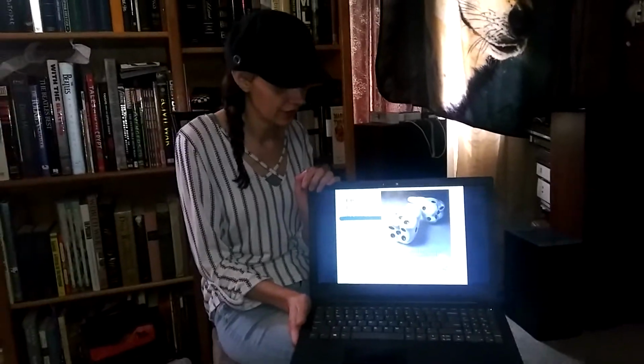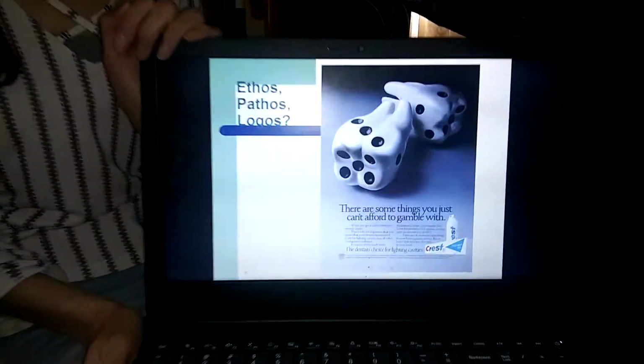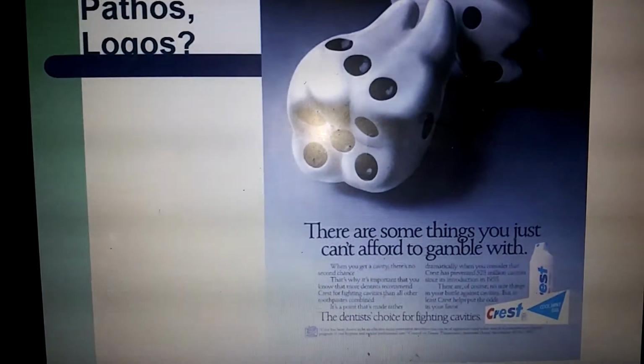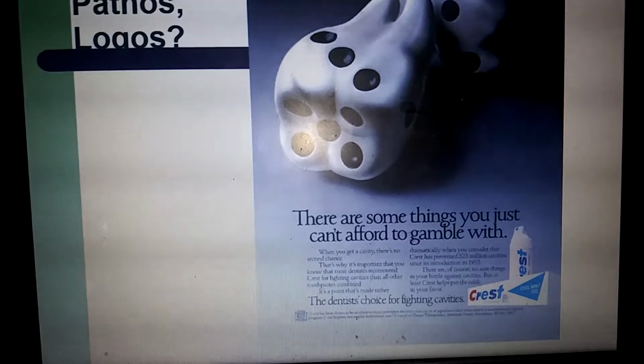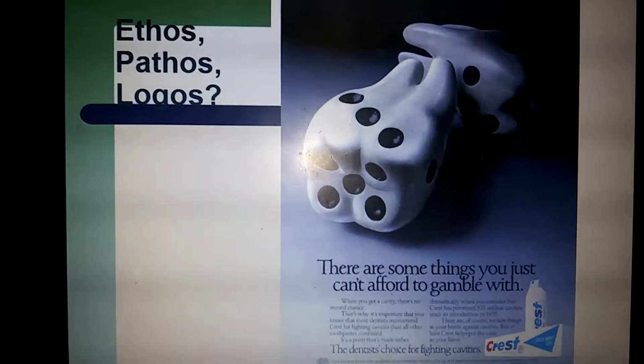Zoom in to the picture again, just so they get a good idea. So again, teeth, what do they look like? What is it trying to convey? And what strategies are they using?